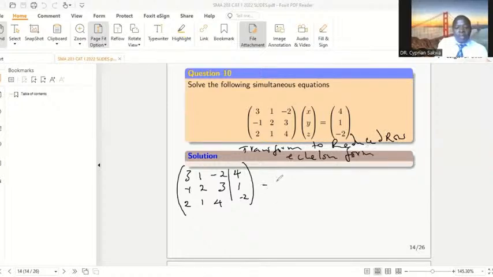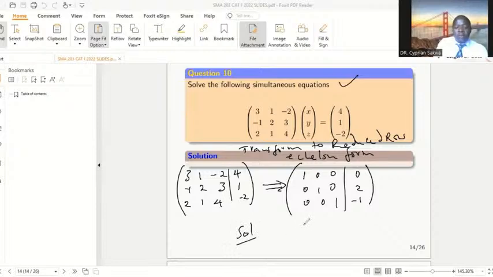When you do that, I'll just write the final result, and you can do the steps later. The final result will be 1, 0, 0, 0, 1, 0, 0, 0, 1, and this will be 0, 2, negative 1. So this means that x is 0, y is 2, and z is negative 1. So when you are solving, you're giving a solution. This system has one solution, and that solution is 0, 2, negative 1.